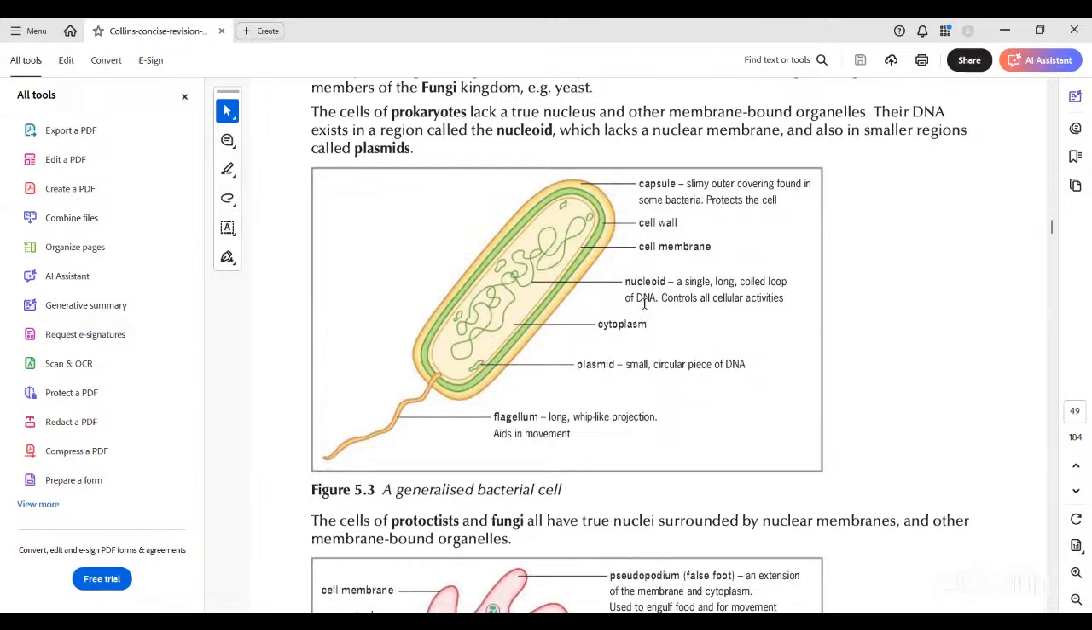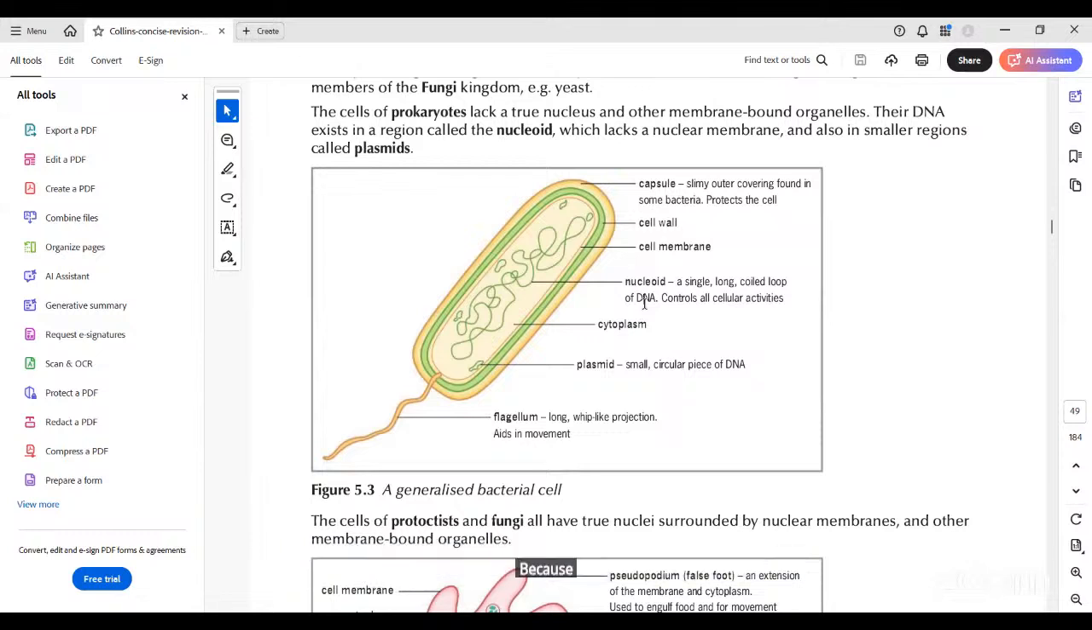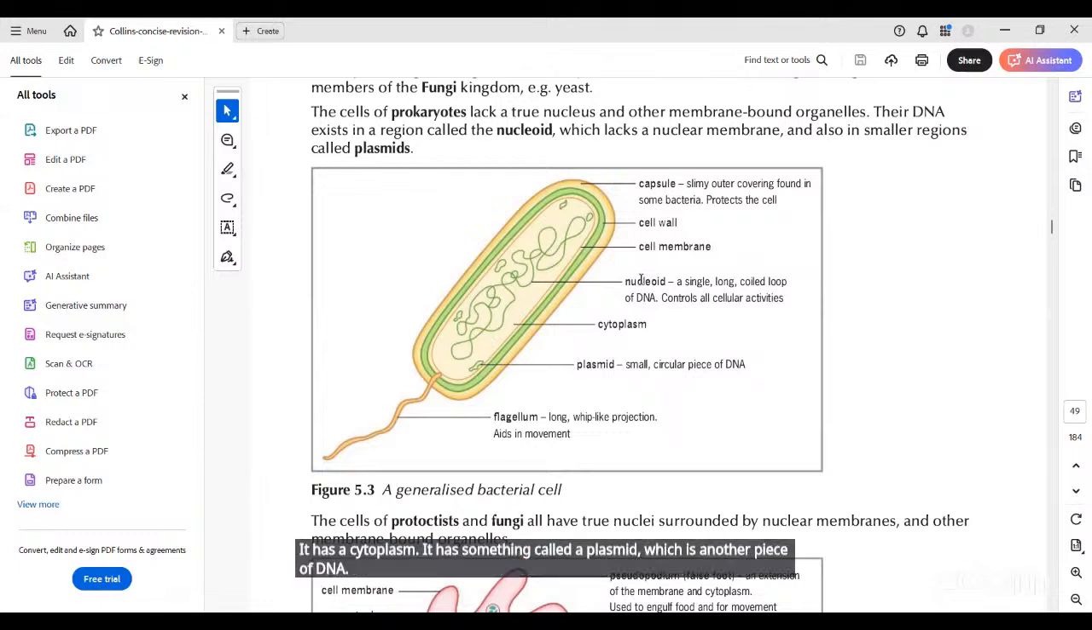The person who says nucleus, you want to go with something safer, because it doesn't really have a nucleus. It has DNA in a sense, but the others would be safer. You want to go to this as a last resort, right? It has a cytoplasm, and it has something called a plasmid, which is another piece of DNA. So it has two real pieces of DNA: the long coiled one in the middle, which is the nucleoid, and the plasmid, which is a circular piece of DNA here. And the flagellum allows it to move.